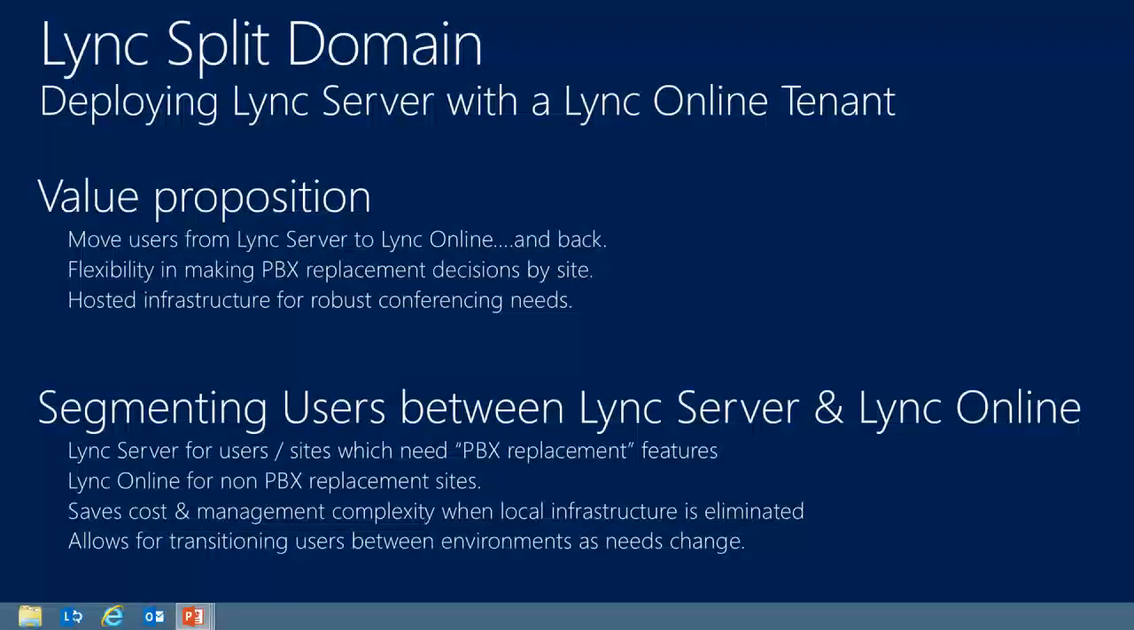So the value prop really is move users from Lync Server to Lync Online and back. Don't forget that part, right? So if split domain exists, we can actually take an end user from on-prem, it's a PowerShell move, we can move that user out to the cloud, and if the user's needs change, and we'll talk about all the functionalities, right? If the user's needs and requirements actually change, we can move that user back on-prem, where you still today have more capability. Online and on-prem, unfortunately, are not on par just yet. They will be.